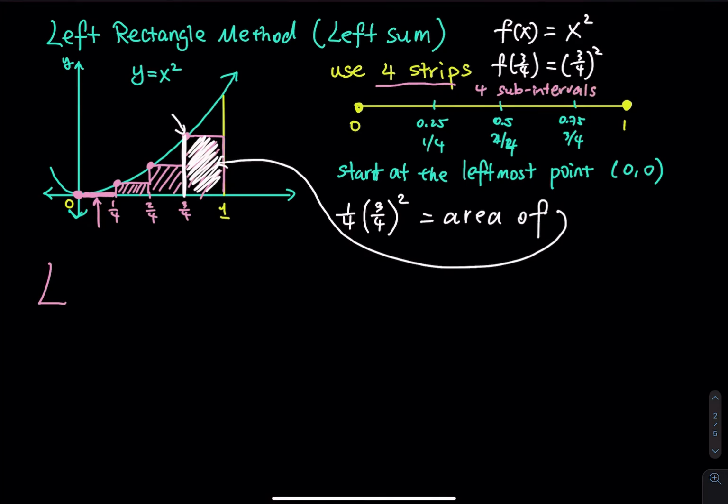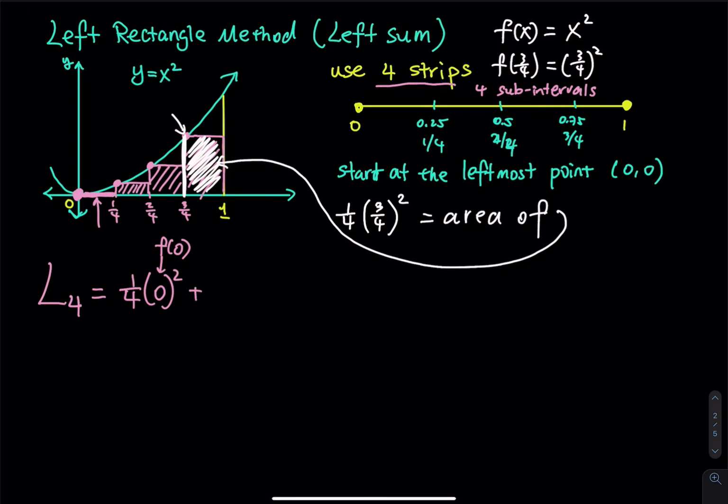How many sub-intervals did I use? 4 is determined by the problem. So L4. So what is the first rectangle? The bold pink line right there. So that is the base. The base is 1 over 4 times the width. How tall is that? You plug in the initial point, the 0. So that is 0 square, right? So this is f of 0, which equals 0 square.